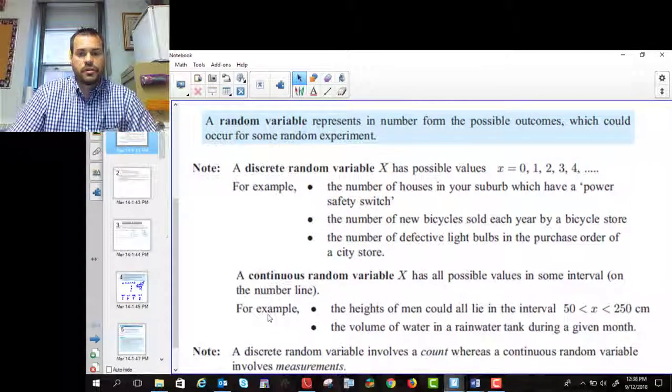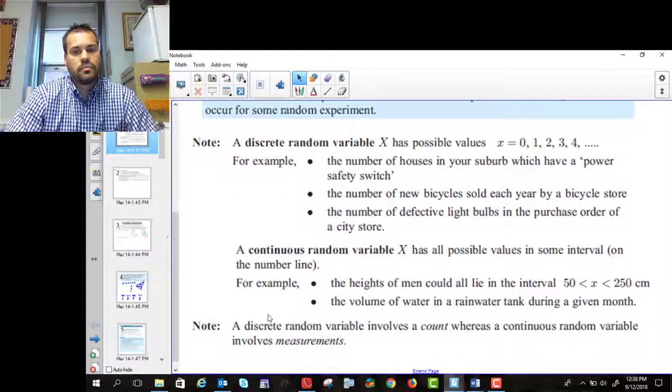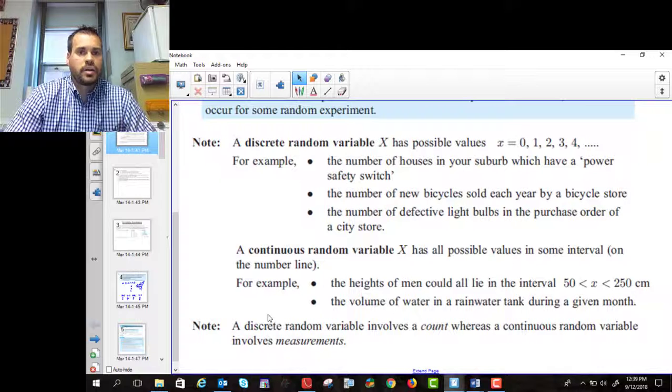And then you have continuous random variables. Continuous random variables are when you're measuring something that can be split or that has a range of possible values. So the example they give here is the heights of men. It could be between 50 centimeters and 250 centimeters, but it could be anywhere along that line. You could have a height that's 196.53217 centimeters. Because you can have that, it's continuous. And we're going to look at a particular continuous distribution, and that is the normal distribution.